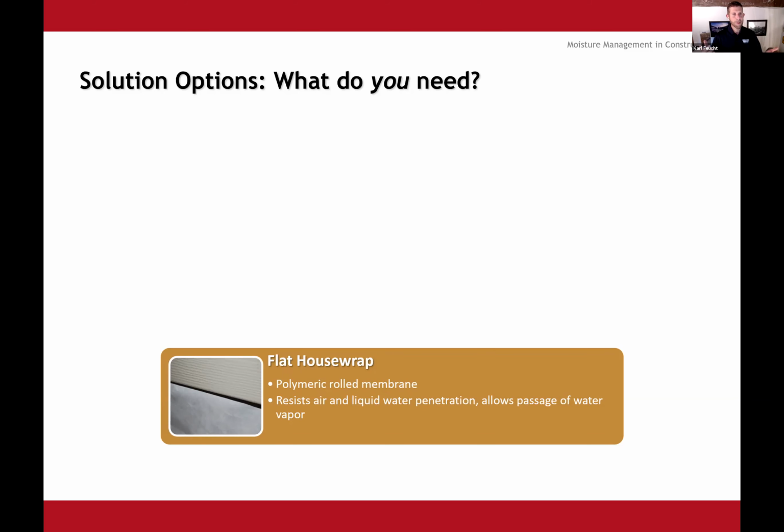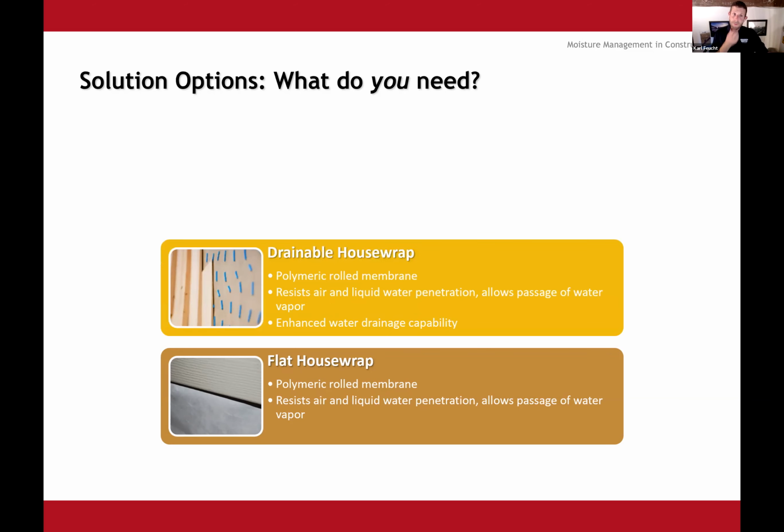There's probably 100 of them out there, right? Your local lumberyard stocks their branded. Home Depot has a couple. There's Tyvek, there's Grip-Rite, there's Typar, there's tons of them out there, right? Flat house wrap. We have one too. So that's a good. Now the better is going to be a drainable house wrap, and that does everything that the flat house wrap does, but it gives you enhanced drainage capability.